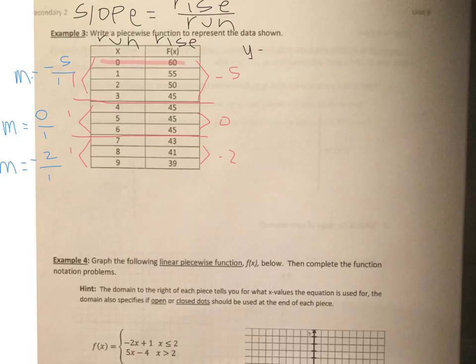y minus 60, that's my y1, equals my slope, which we found was negative 5 over 1. And negative 5 over 1 is just negative 5. And then x minus x1, which is 0. Okay, distribute your negative 5, and you'll get y minus 60 equals negative 5x. Negative 5 times negative 0 is just 0.